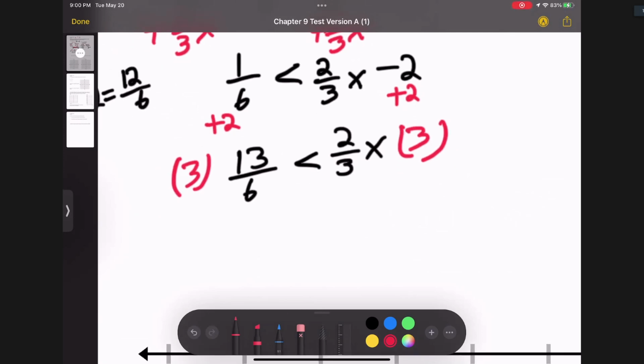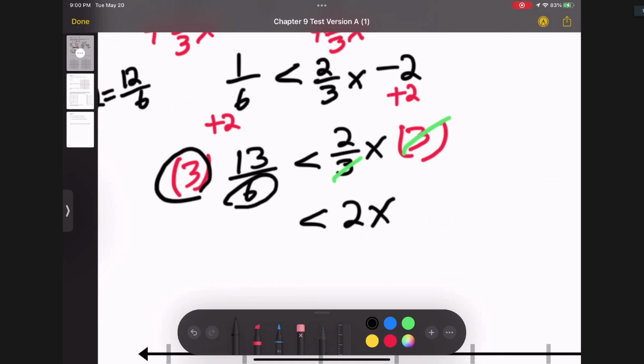I will have this side be 2x. The reason why: 3 divided by 3 is 1. So it does not cancel, it turns into a 1. We're going to have 3 right over here divided by 6. 3 divided by 6 is 1/2. So I want to change this into 13 and a half.